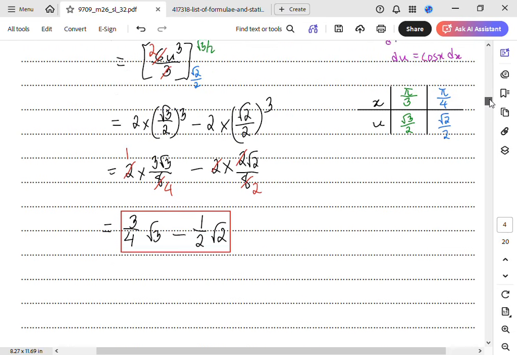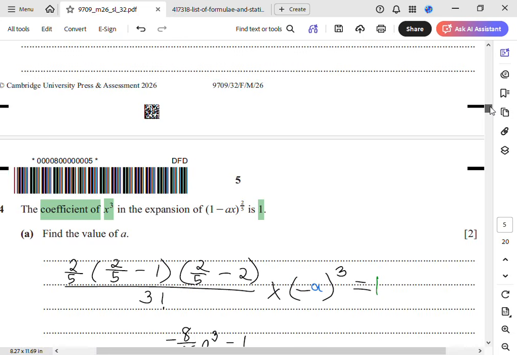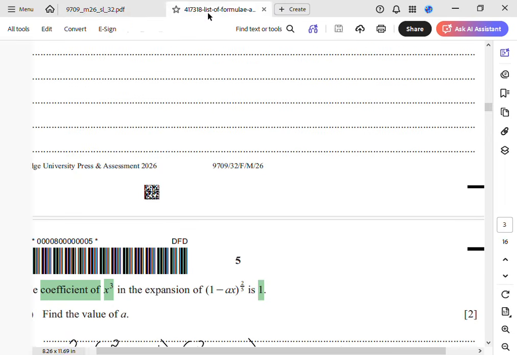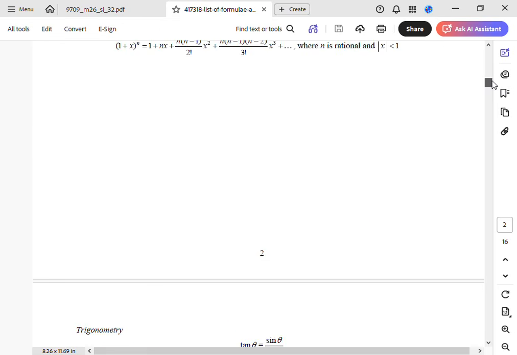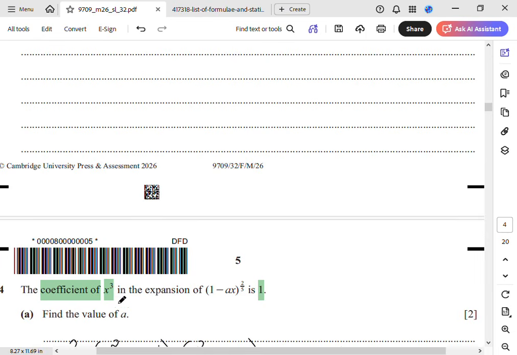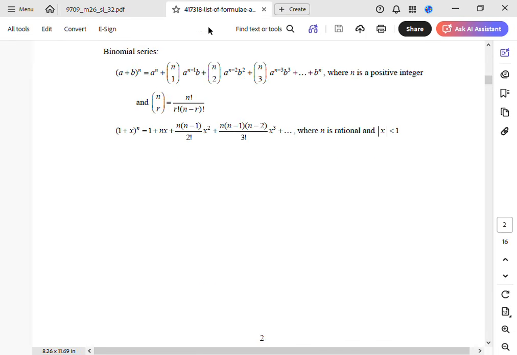Moving to the next question, it says the coefficient of x cubed in the expansion of this, right? So you can use this formula that's given in the second page, right? We're going to use this expansion formula, right? So 1 plus nx plus n into n minus 1 by 2 factorial x squared plus n into n minus 1 into n minus 2 by 3 factorial x cubed and so on. So it says the coefficient of x cubed, right? So I'll have to just focus on this.